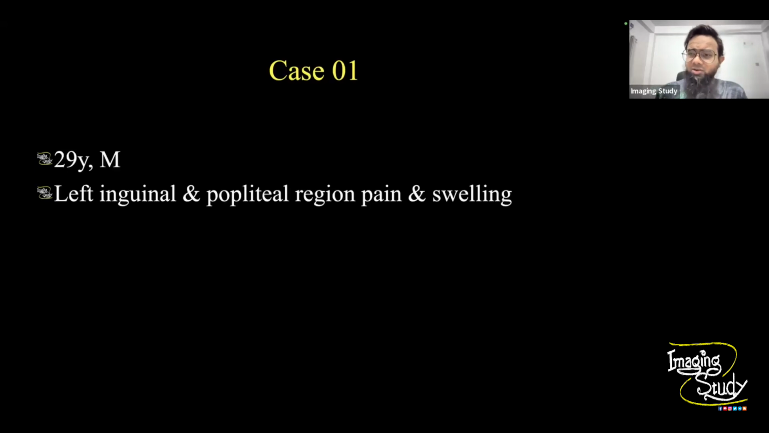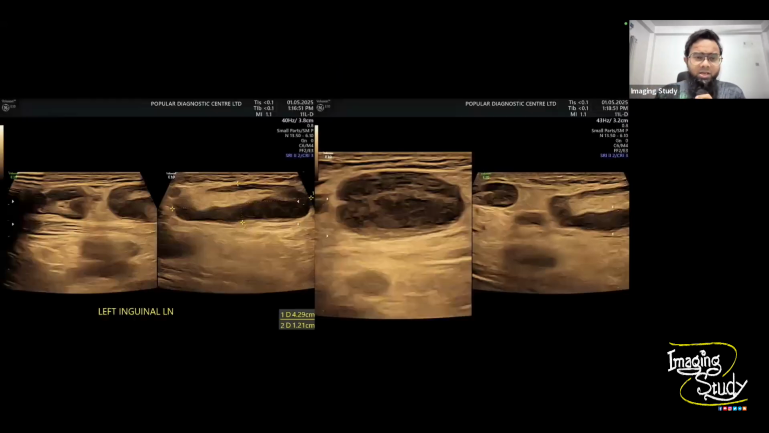So let's start with our today's first case. This will be a 29-year-old male patient who came with left inguinal and popliteal region pain and swelling also. Let's see what we have got on ultrasound. Here you can see the left inguinal region with high frequency ultrasound. Now you can see there are some large lymph nodes over there. You can see this large lymph node. This is important because I will show you the follow-up scan of this patient.